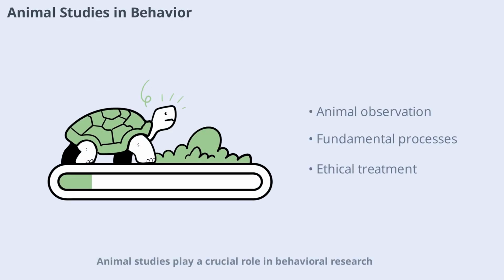Animal studies play a crucial role in behavioral research. By observing and experimenting with animals, researchers can gain insights into fundamental processes that also apply to humans. Animal studies help us understand learning, memory, social behavior, and the effects of genetics and environment. Ethical considerations are especially important in animal research to ensure humane treatment.